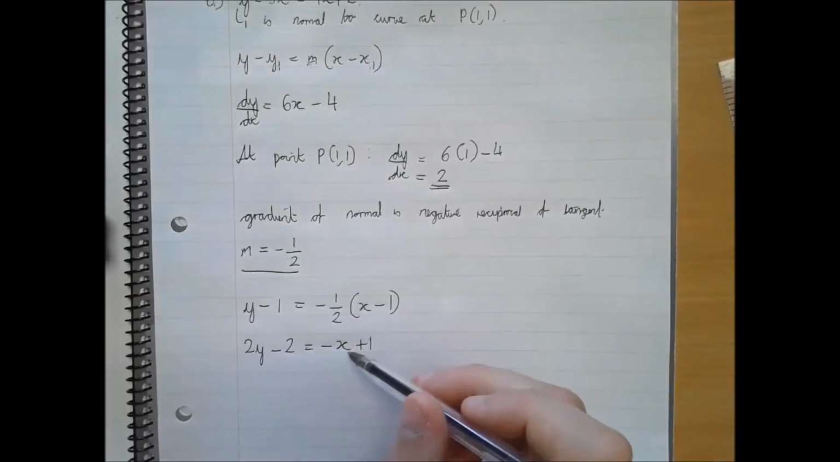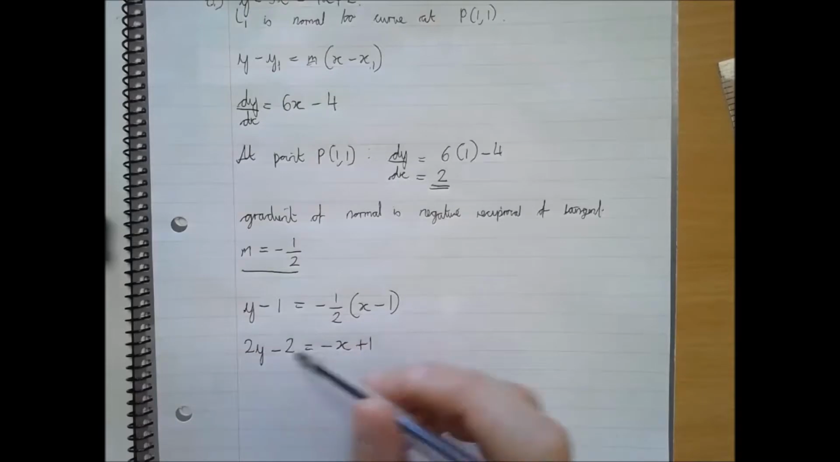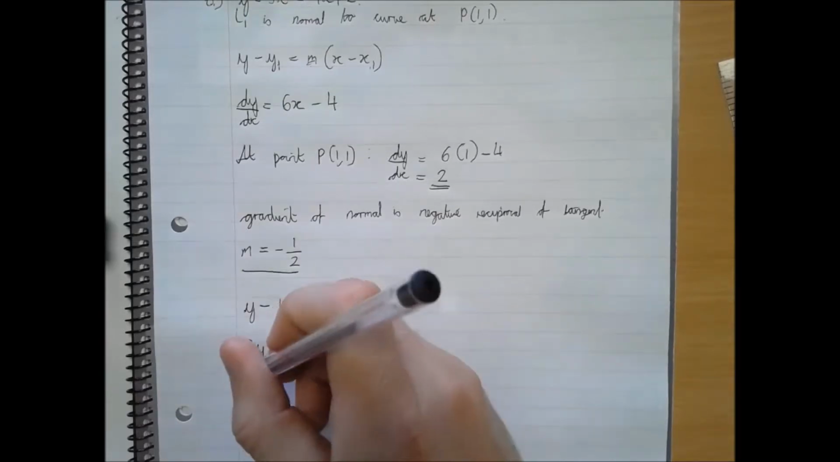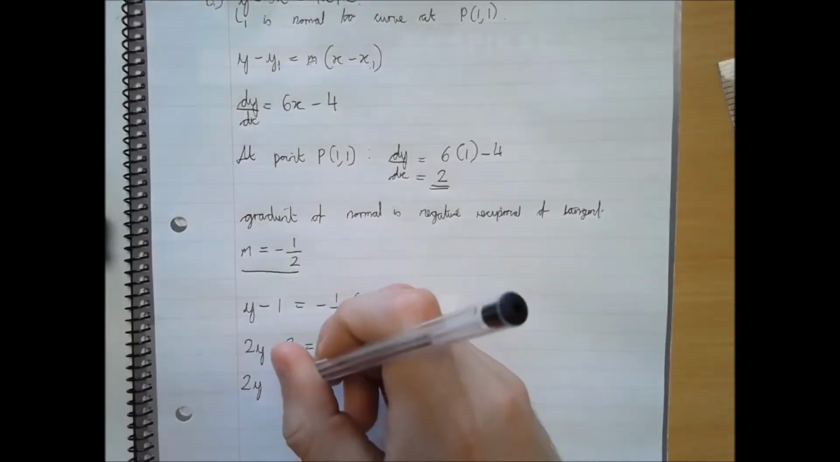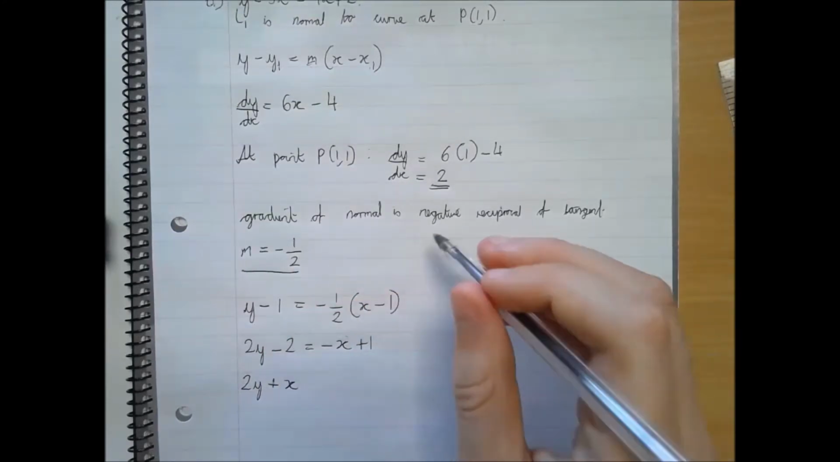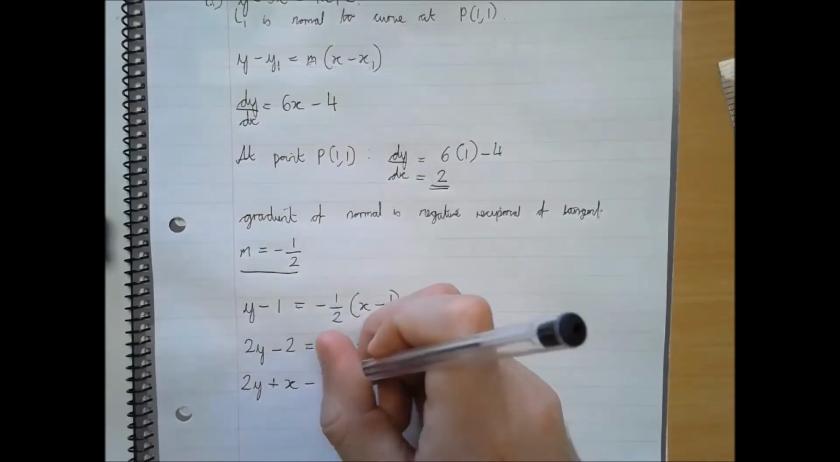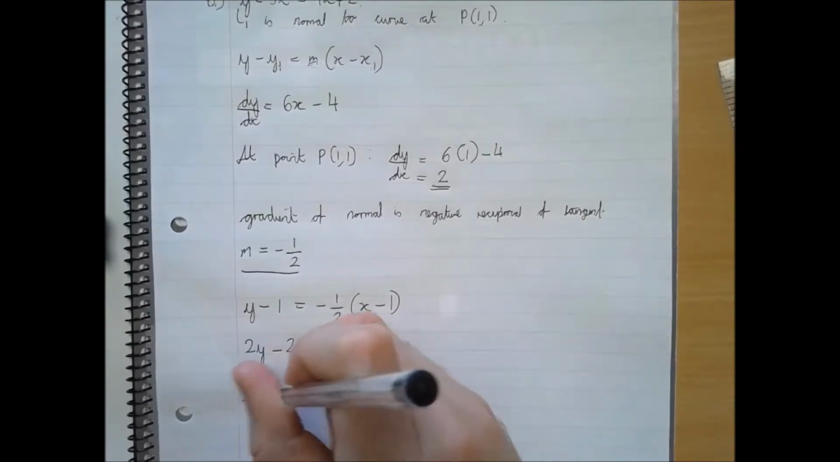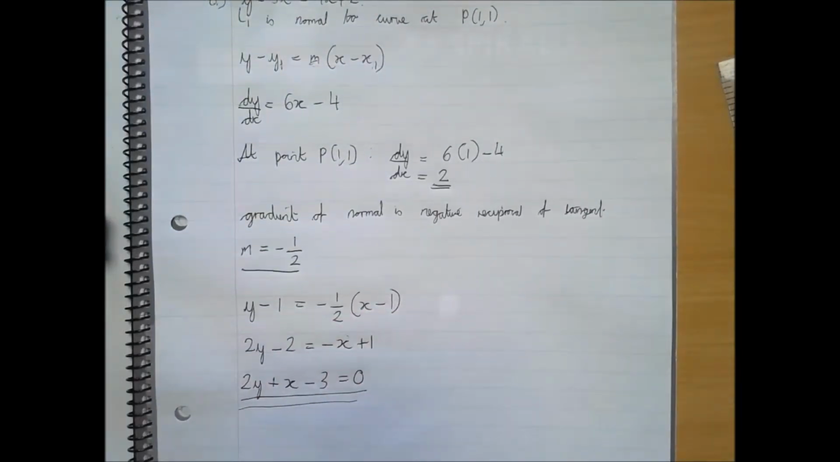Okay, we want to move everything over. So we move these over, we're going to have 2y plus x, and then of course move the plus 1 over to become minus, and we're left with minus 3. And that's exactly what they want, so they've got x plus 2y minus 3 equals 0, and that is 5 marks.